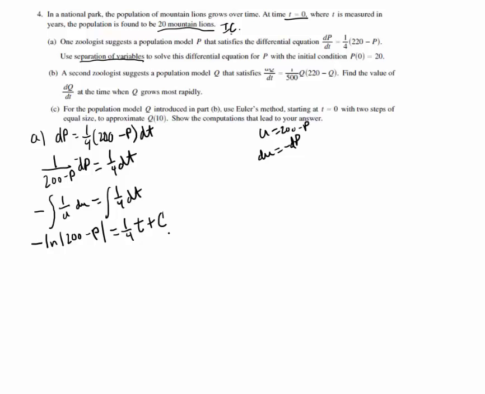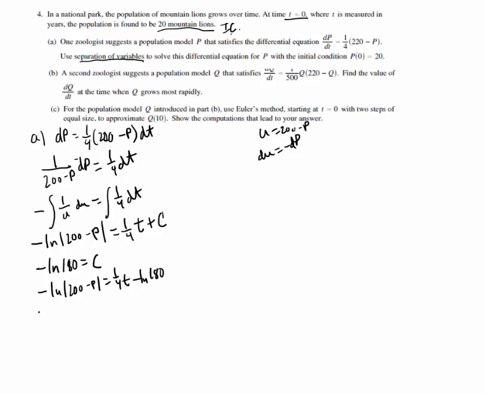And then use my initial condition to solve for c. So p is 20, so that's going to be negative ln of 200 minus 20, which is 180, and I don't need the absolute values anymore. t is 0, so c is negative ln 180. Okay, go back up to that step. So negative ln absolute value of 200 minus p equals 1/4 t minus ln of 180.